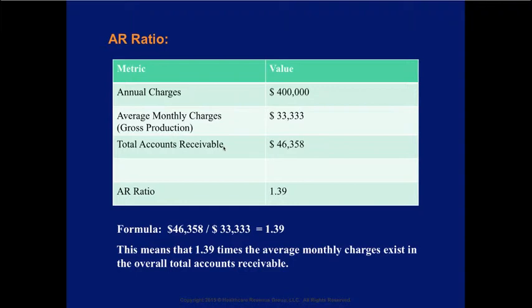So your AR ratio, the formula, you take your accounts receivable, you divide it by your average monthly charges or your gross production, and that comes out, in this case, 1.39. That means I've got 1.3 times the average monthly charges that exist in my overall accounts receivable. And if you look at it, it makes sense. My average monthly charges are $33,000. My AR is $46,000. I've got something more than 1 times my average monthly charges in my AR. But if that was 2, 3, 4, 5 times my monthly charges, hey, something's going on.